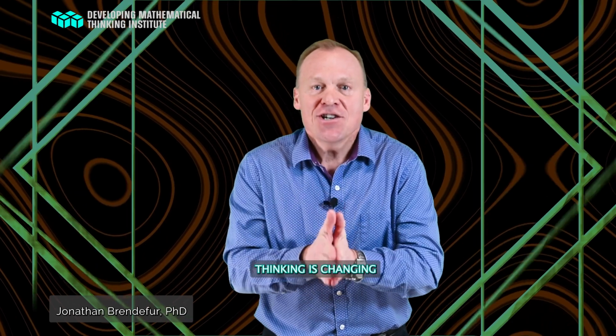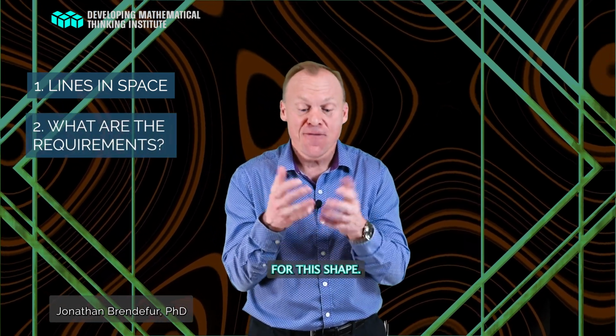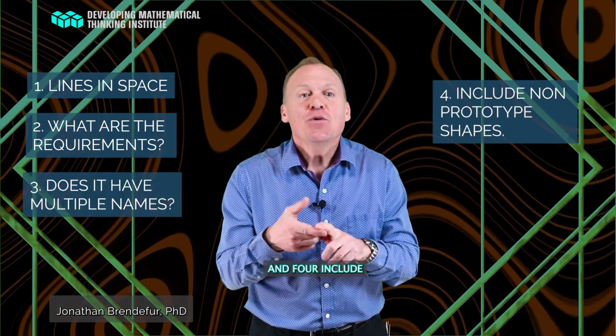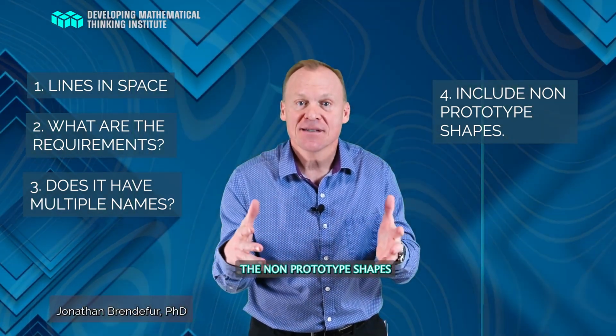So the importance of this thinking is changing our teaching to focus not on recognition, but on reasoning. Okay, so as we're teaching, there are four things that you're going to be thinking about. Number one is we're going to use lines in space. Number two, we're going to be asking what are the requirements for this shape? Three, does it have multiple names? And four, include all the kind of weird looking shapes, the non-prototype shapes.